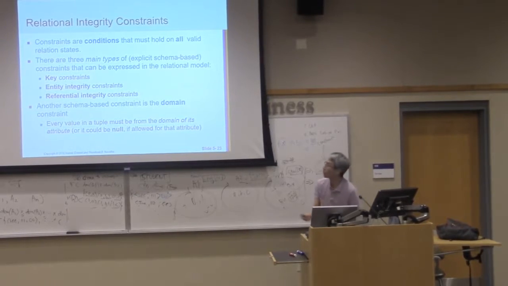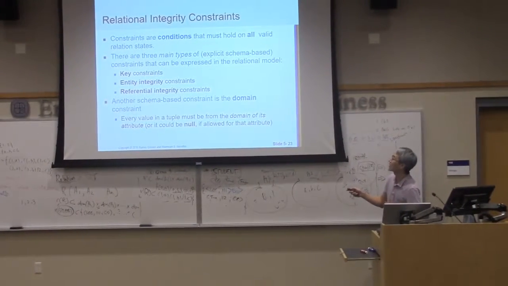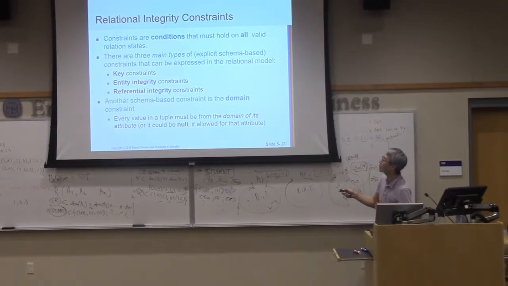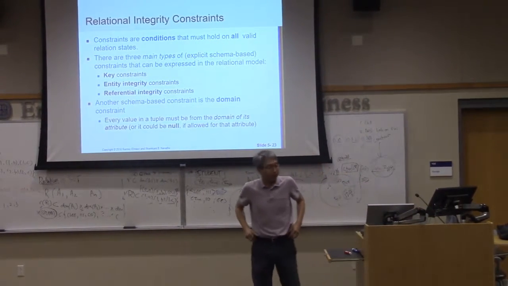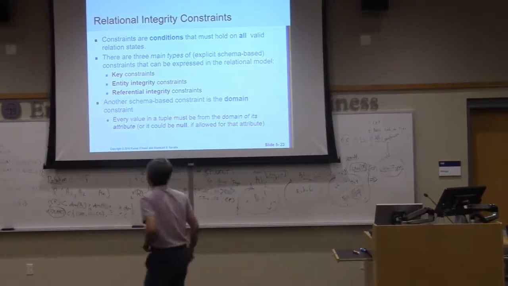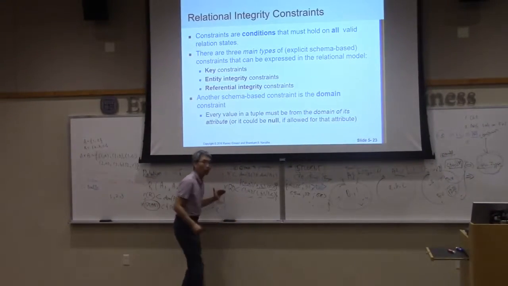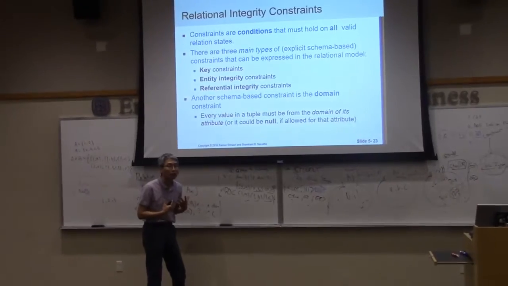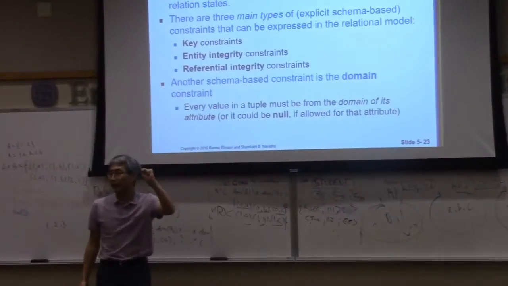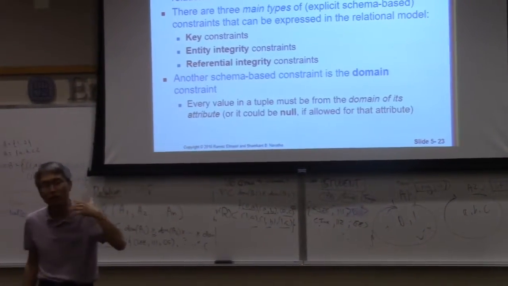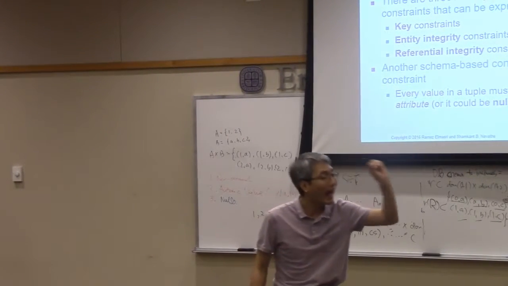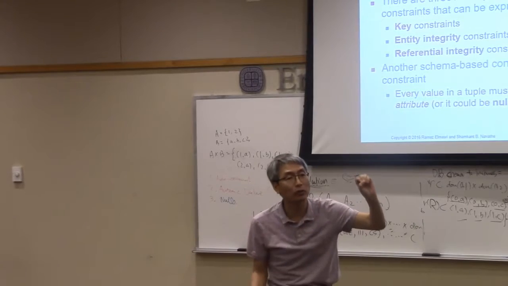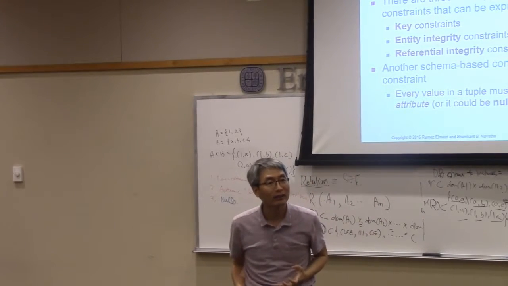So there are three major constraints. The first one is the key constraint, the second is the entity integrity constraint, and the third one is referential integrity. First, the key constraint. Key constraint means when we create the relation, when we create the table, there should be at least one attribute or set of attributes that can identify the tuple, so that it is different from the others.